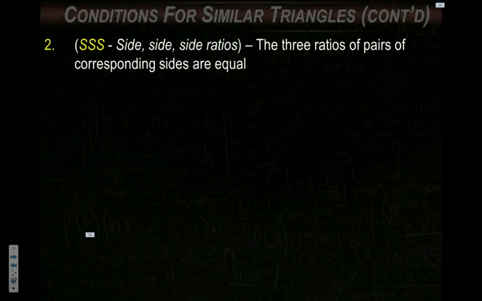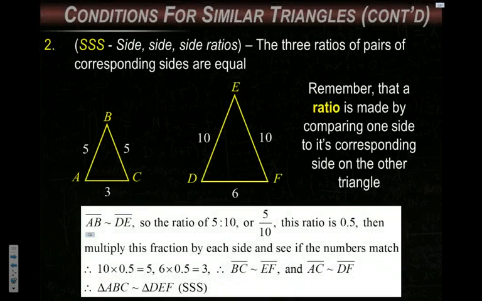Second way you can detect it is called side, side, side. With this one, obviously the sides aren't going to be the same length. This one's 5, this one's 10. This one's 5, this one's 10. This one's 3, this one's 6. But what do you notice about the relationship between the sides? The first triangle is always half the second. Or you could say the second is double the size, right? 5 times 2 is 10. 5 times 2 is 10. 3 times 2 is 6. What we're looking at there is a ratio, okay? The ratio in this case is 0.5.